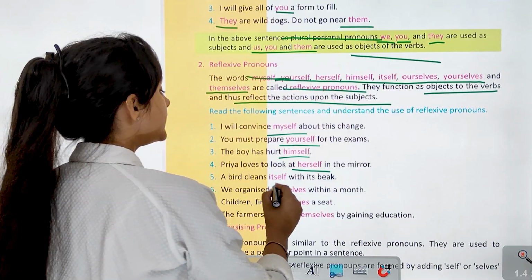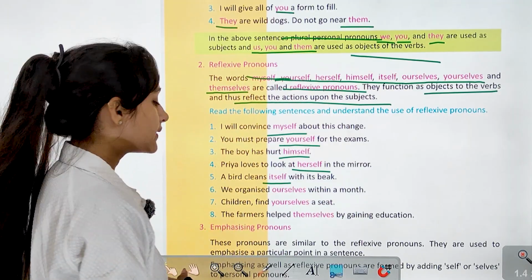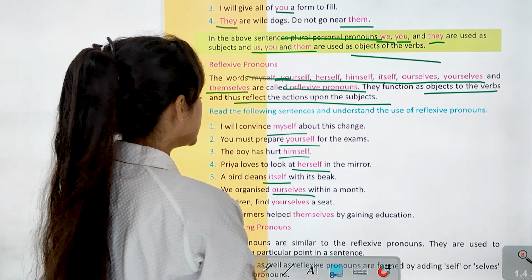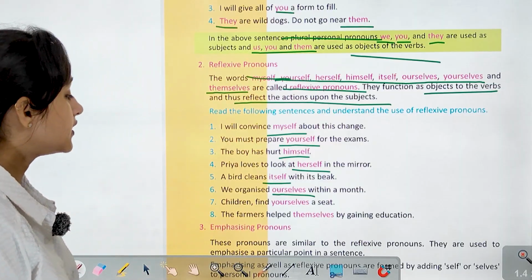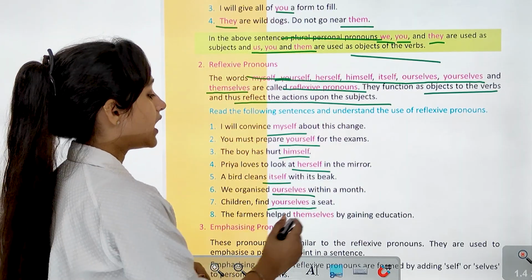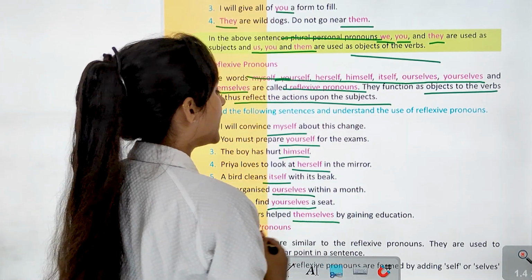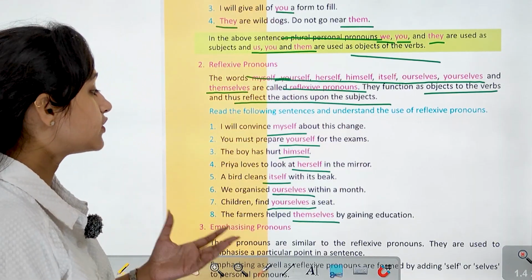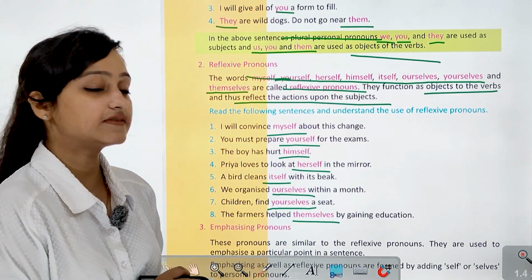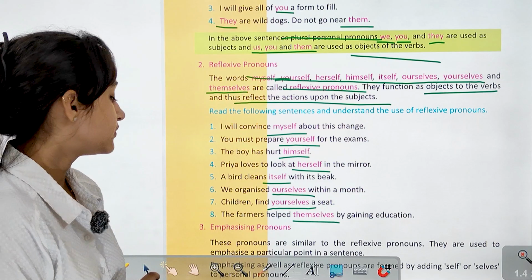A bird cleans itself with its beak. We organized ourselves within a month. Children, find yourselves a seed. The farmers help themselves by gaining education. So myself, yourself, himself, herself, itself, ourself, yourself, themselves. These all are the reflexive pronouns.